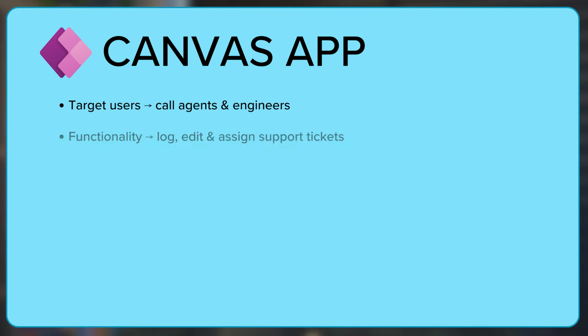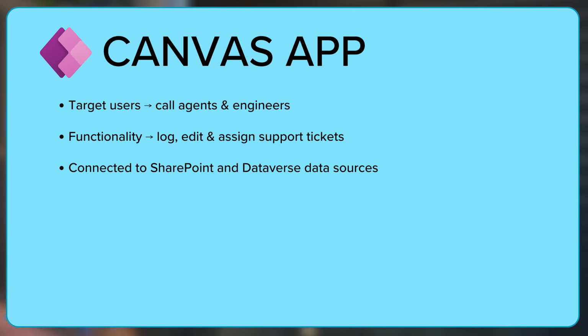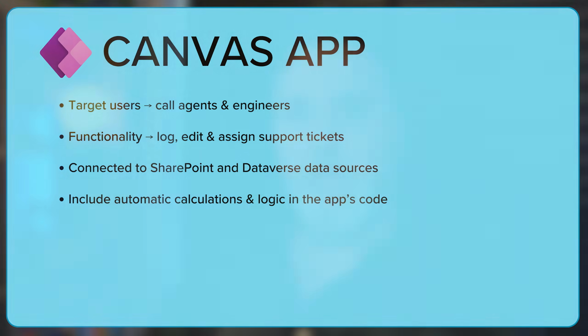And let's start today's development with the Canvas app. The end goal here is to have an app that our call agents and our engineers can log into. And by using all of those different data sources that I just showed you, we are of course going to try and do some automated calculations and stuff like that for them to make their life easier.